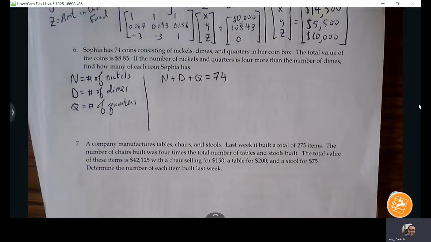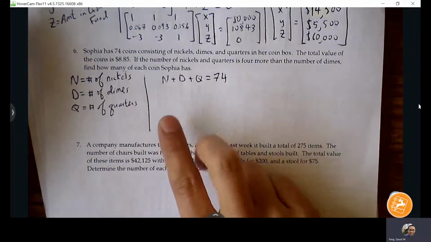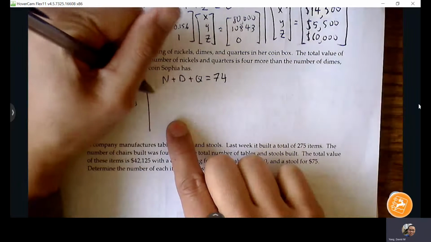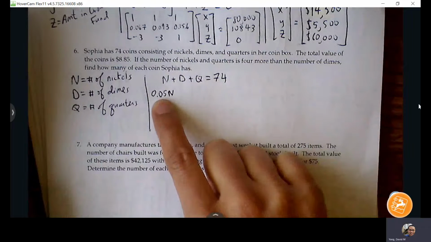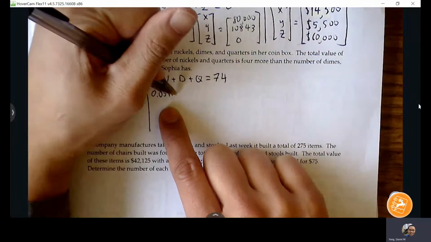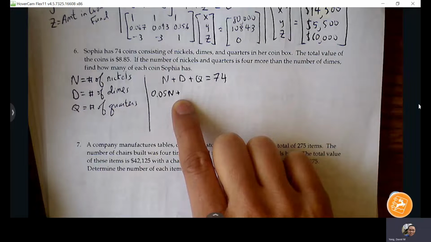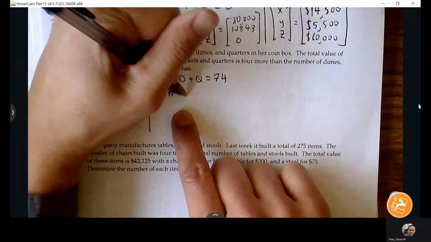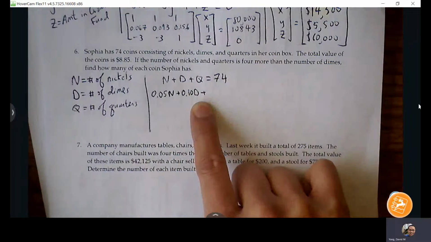Okay, so how can we? Okay, so nickel is what? 0.05, right? Every nickel has 0.05 value attached to it. How about for D? 0.1. Q.